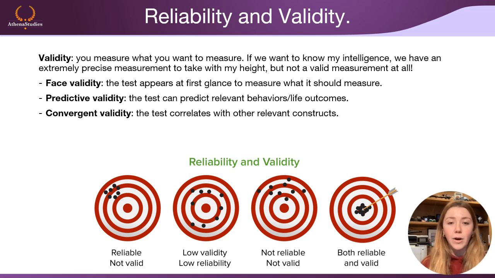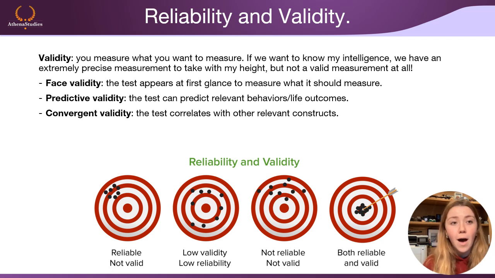Then we can look at our convergent validity. So see if the test correlates with relevant constructs. For example, I have a test that measures depression. I just made it. And then I compare my outcome with the outcome of the Beck's depression inventory test. And that should have a high correlation with each other.